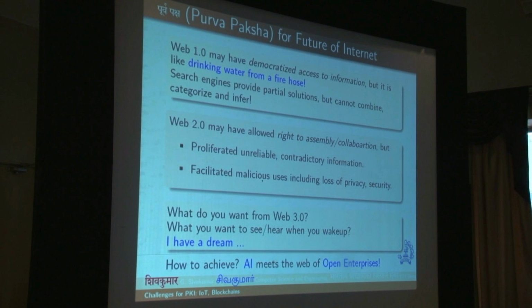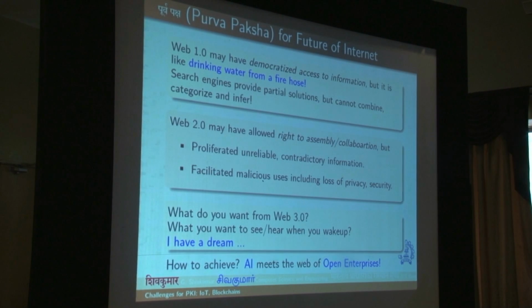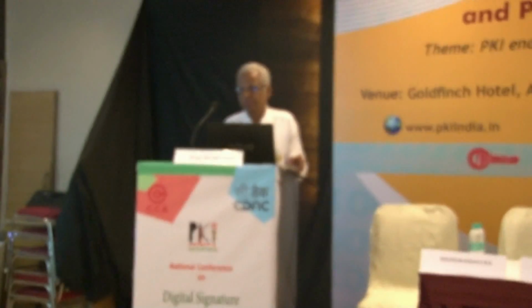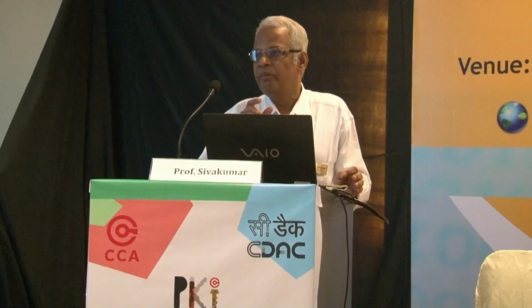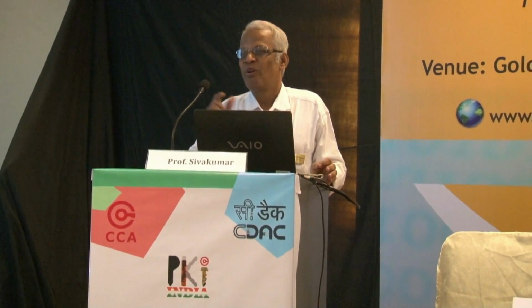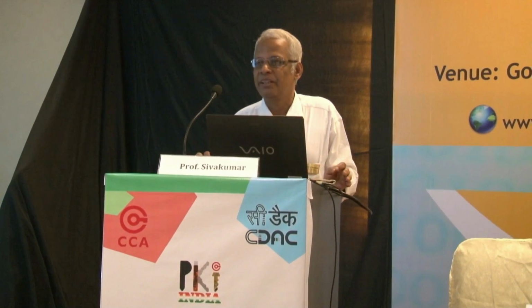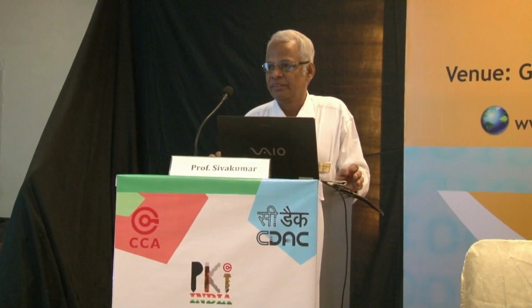So we will call this the right to assembly and collaboration. You don't need trusted third parties. But it has also got its own problems: unreliable information, contradictory information, and we still want to claim that this is not the end of the evolution of the internet. There is a Web 3.0. So what is the dream that you would like the internet to have? This is where we want artificial intelligence to meet the open enterprise. So I'll tell a 2-minute dream, and then you can tell me how it is going to work.